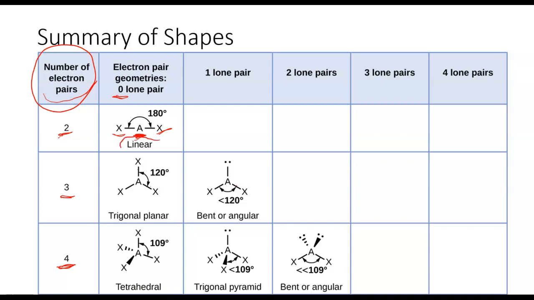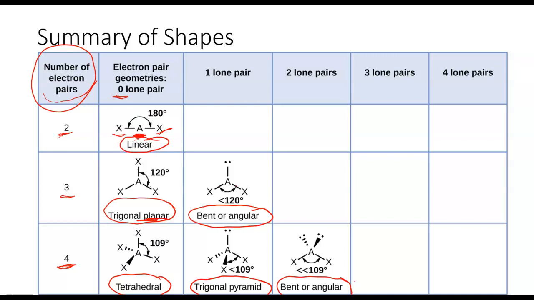So this structure here is going to be linear. This one with 3 atoms attached and no lone pairs, trigonal planar. Make sure you distinguish planar from pyramidal. We'll look at that in just a moment. There's bent or angular if you have 2 attached and a lone pair. Tetrahedral, which we'll look a little bit at how that works 3-dimensionally. Trigonal pyramid, and bent or angular. So you want to be able to distinguish these shapes.